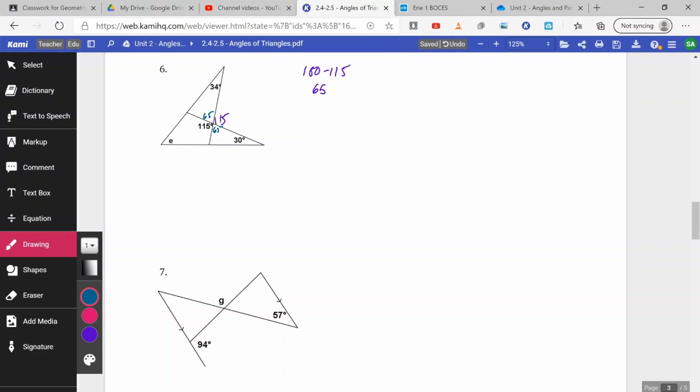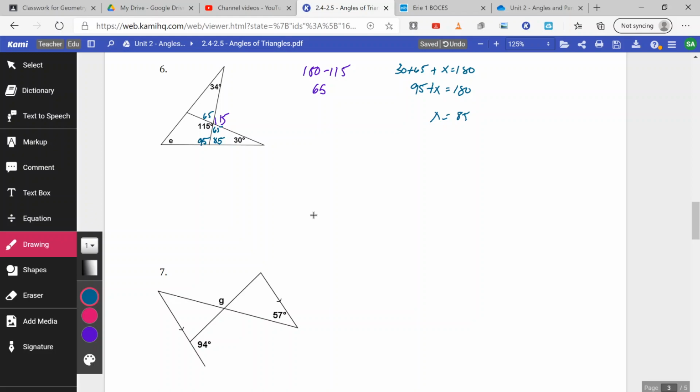So for this small triangle down here, we have 30 and 65. 30 plus 65 plus our unknown down here in the bottom corner, we'll label it as X, gives me 180. 95 plus X is 180. We'll subtract 95, and we get 85 degrees for this one. And we just learned that 85 plus 95 is 180. So if this angle is 85, that means this angle is 95 since it makes a straight line.